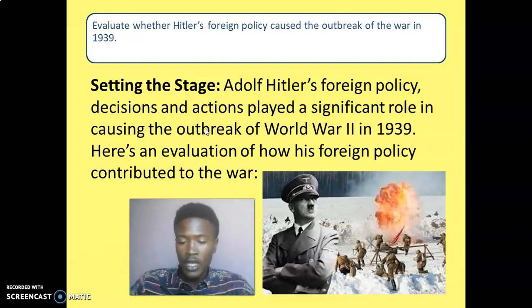Remember when Hitler came to power through the Nazi Party, he came up with foreign policies. One that I can give you is Lebensraum, or to get living space for the German people. Alright?